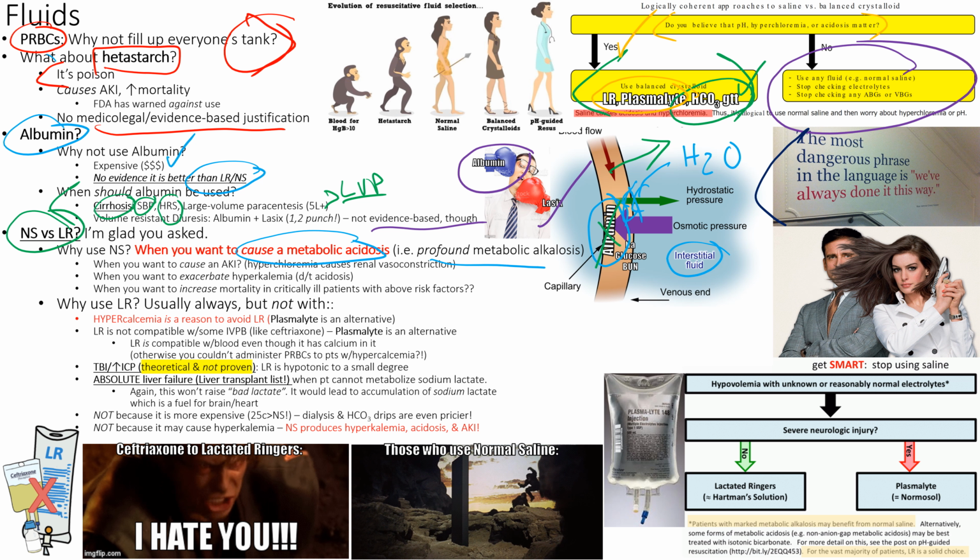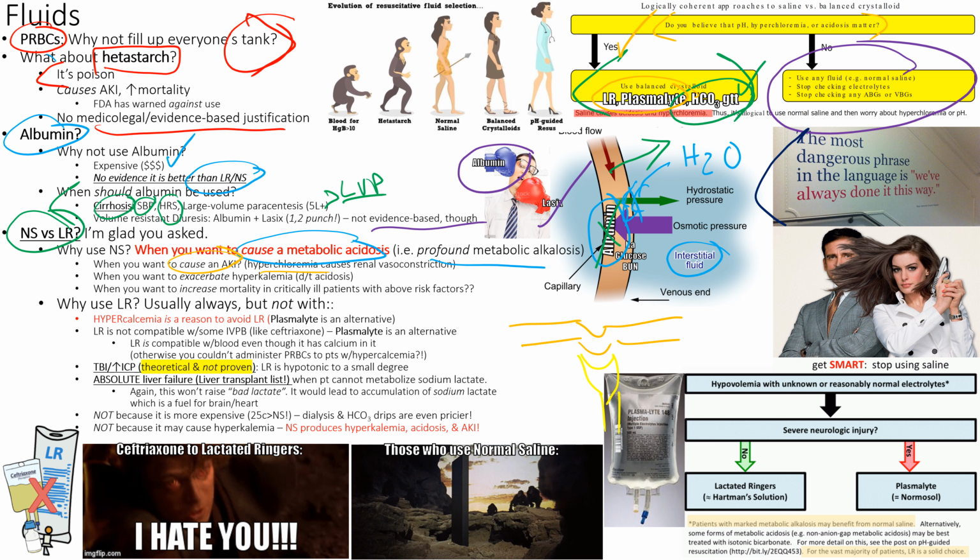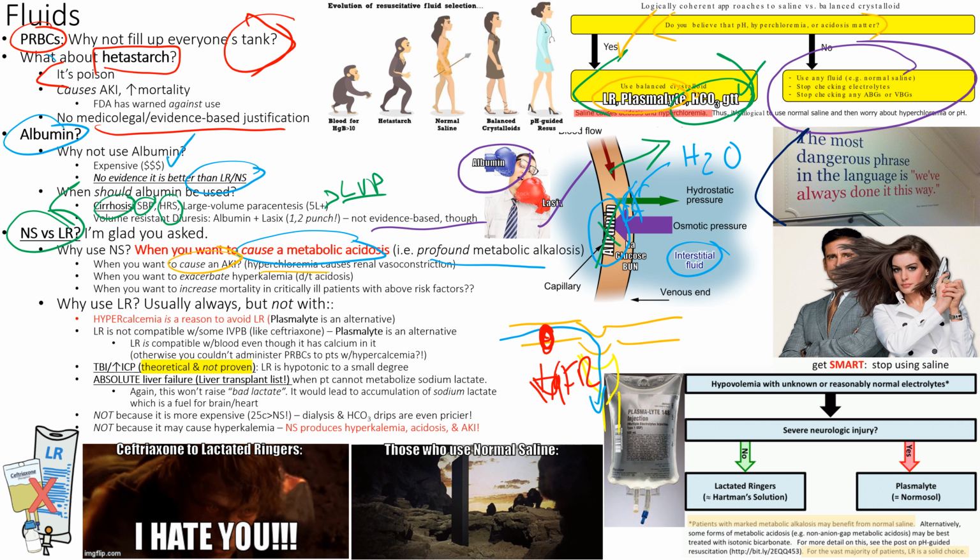All right, so if you want to cause an AKI, use normal saline. It causes a hyperchloremic metabolic acidosis. It constricts the renal vasculature. What's going into the glomerulus? So here's our glomerulus right here, getting volume. Volume should just go right there into our glomerulus. But what does hyperchloremia do? It vasoconstricts this, so it literally decreases GFR dramatically. That's going to reduce renal blood flow, inducing an acute kidney injury.